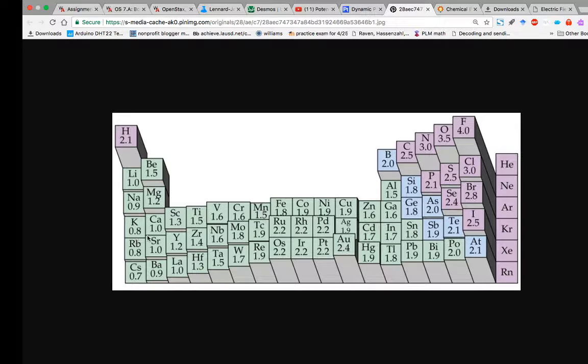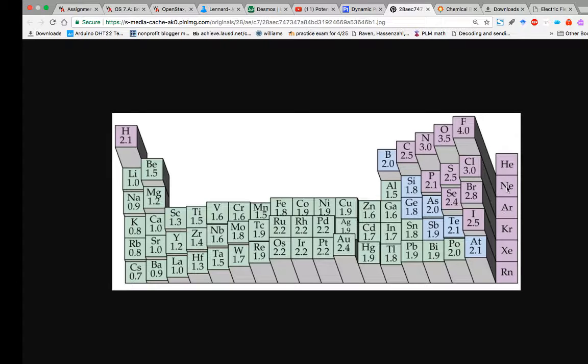As you go to the right on the periodic table, you could see that generally the electronegativity increases. As you go down a column, down a group on the periodic table, generally the electronegativity decreases. Okay? Decreases.